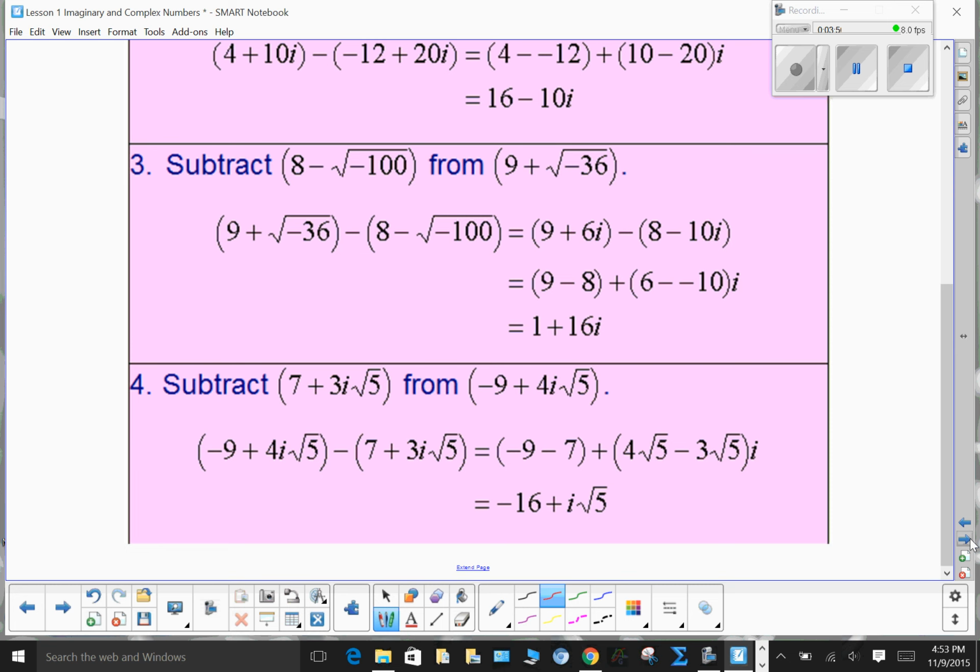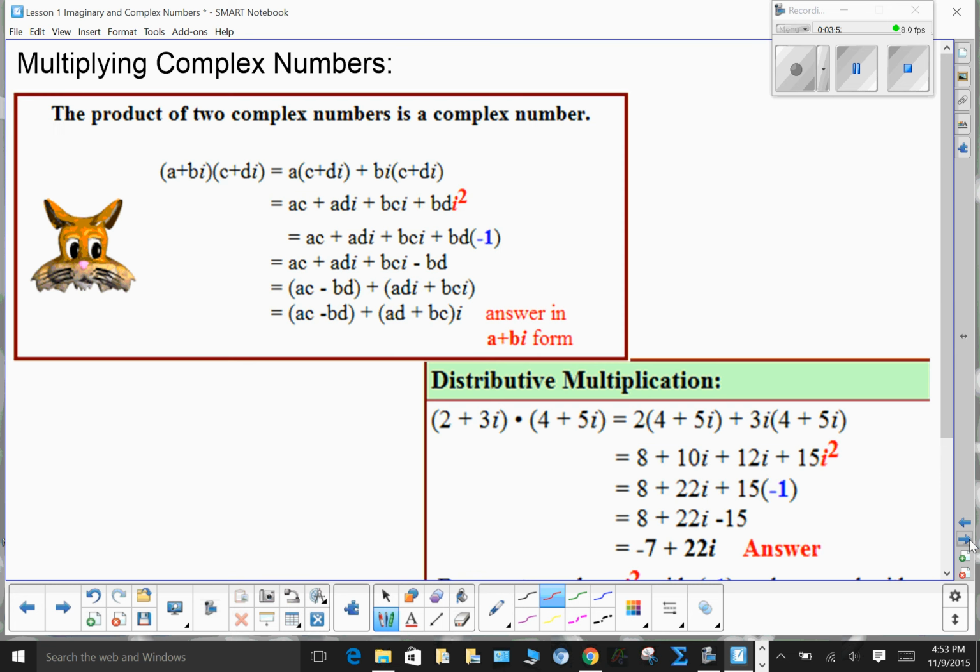So adding and subtracting, pretty simple. Multiplying complex numbers, really not any different. You're foiling. Now here, the big thing with the foiling is you've got to realize that i squared is going to be equal to -1. In the end, you're still going to just have an a plus bi form. It's distributive multiplication or FOIL. You're still going to do first, outer, inner, last.